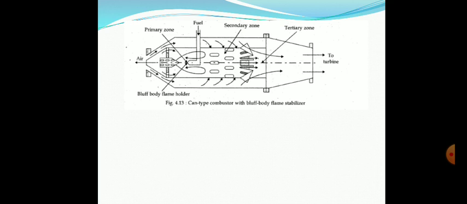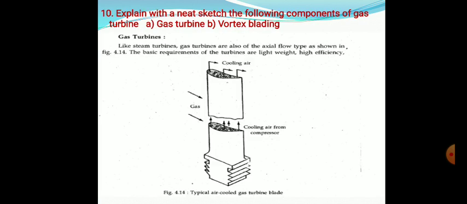So this is the can type combustor with bluff body flame stabilizer. Here: bluff body flame holder, primary zone, fuel, secondary zone, tertiary zone, and then to the turbine. Next question is, explain with a neat sketch the following components of a gas turbine. First one is gas turbine and second one is vortex blading.